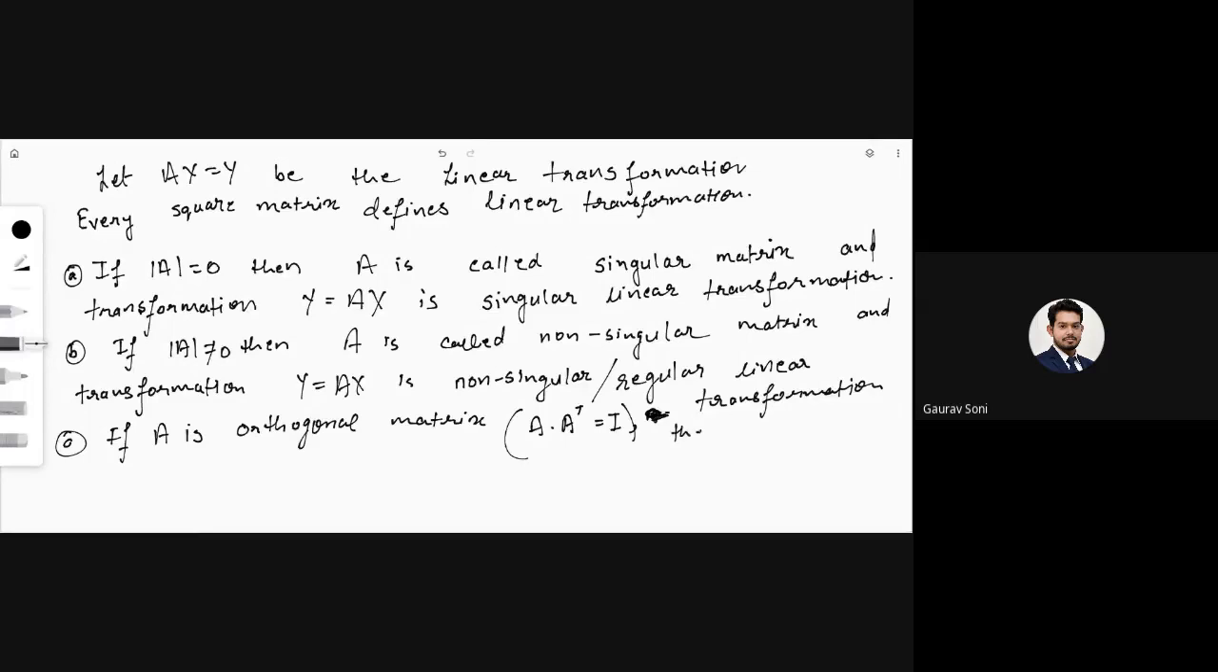Then the linear transformation y = Ax is an orthogonal transformation. So that's all about the transformations.